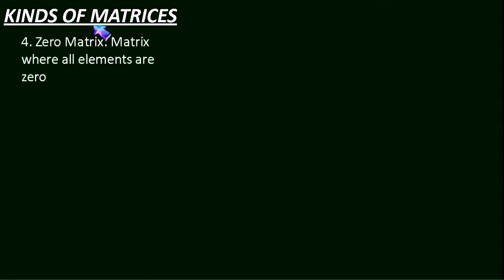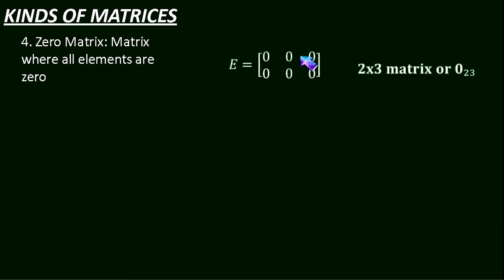So, we also have here a zero matrix. So, zero matrix where all elements are zero. So, pag lahat ng element ng ating matrix is zero, tawag natin dyan is zero matrix. So, lahat ng element ng E, zero matrix ang tawag natin dyan. So, 2 by 3 matrix or 0 of 2, yung number of rows, and 3, yung number of columns.